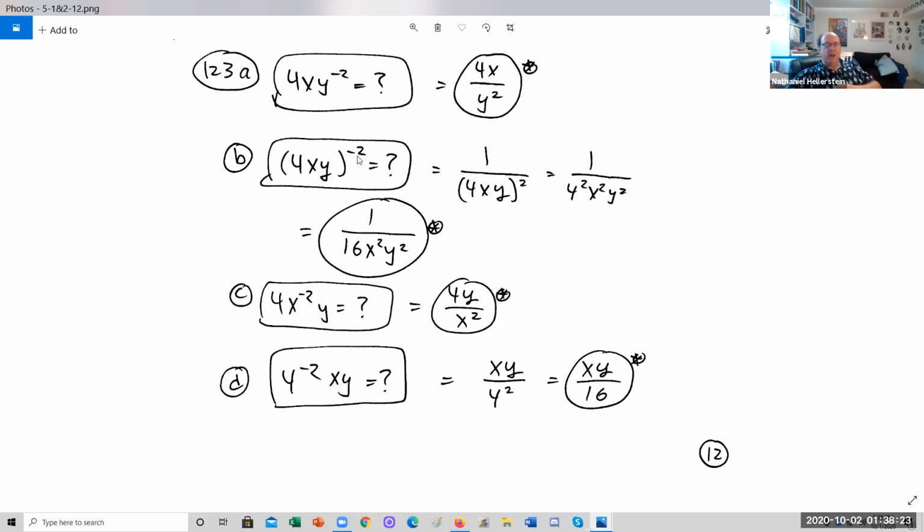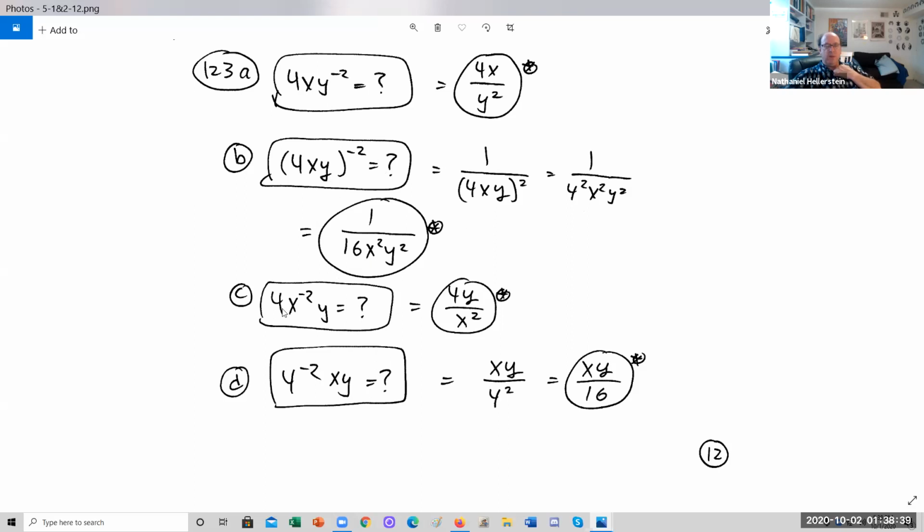Here's 4xy to the negative 2. What's that? The whole thing to the negative 2. Well, that's 1 over the whole thing to the second power. Distribute the second power, get 4 squared x squared y squared, which is the same as 1 over 16 x squared y squared.